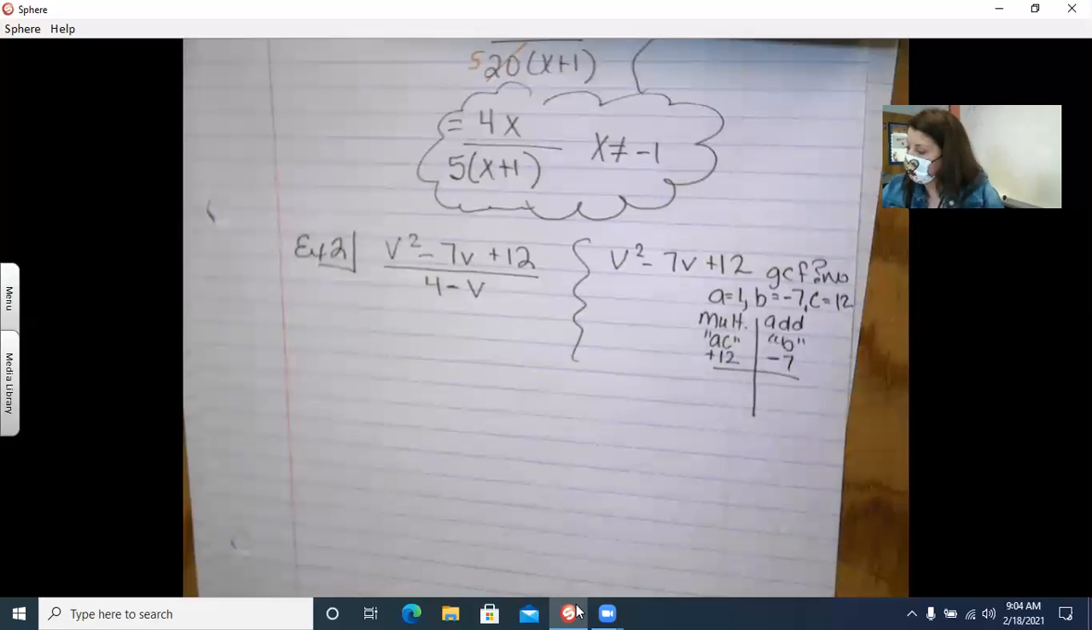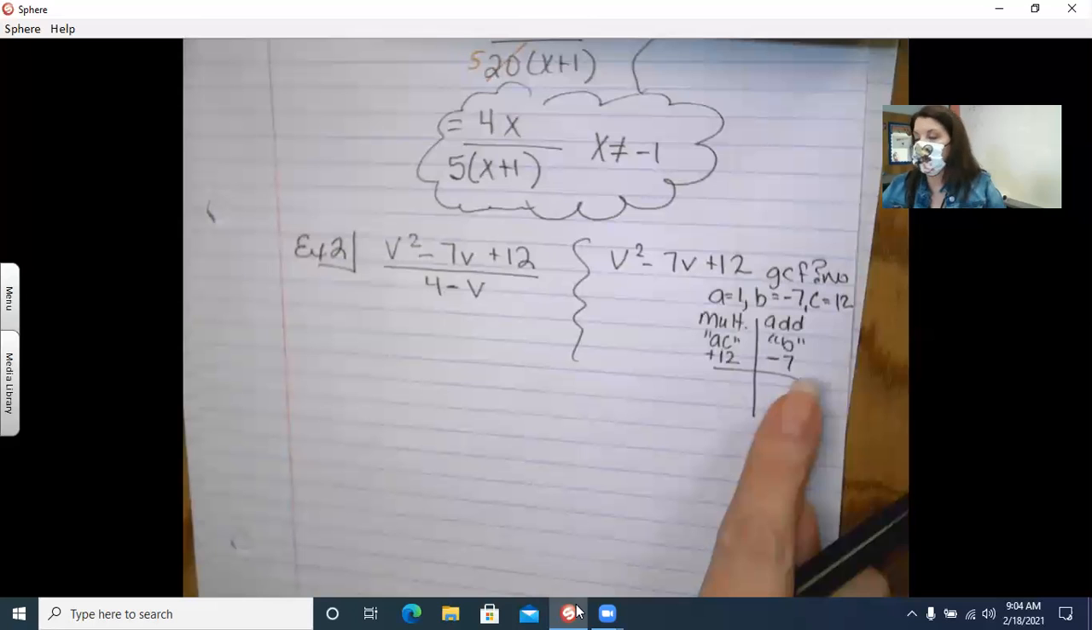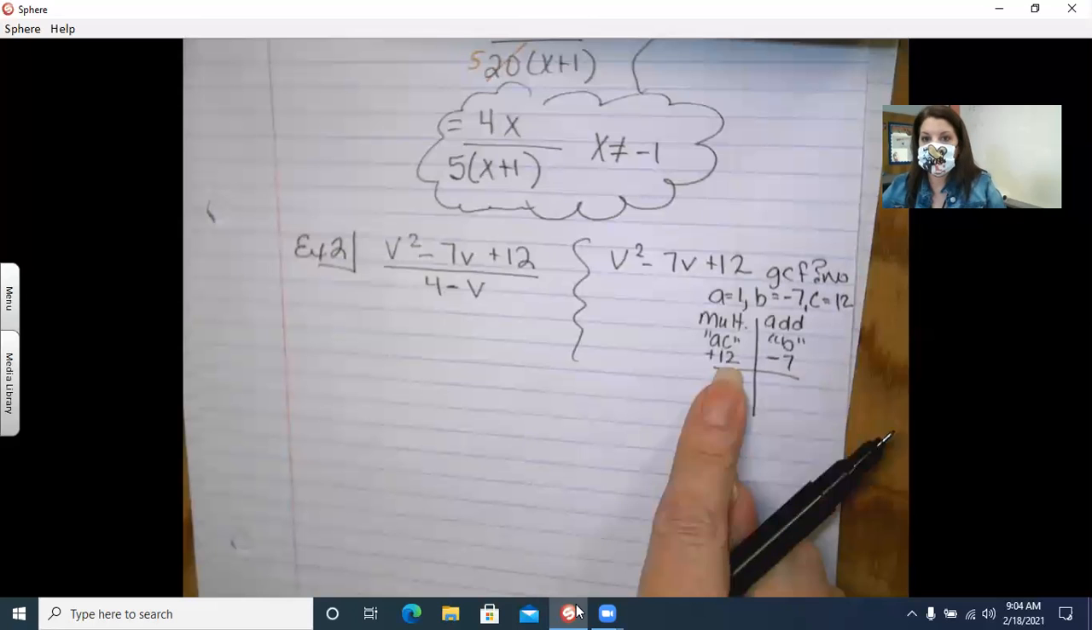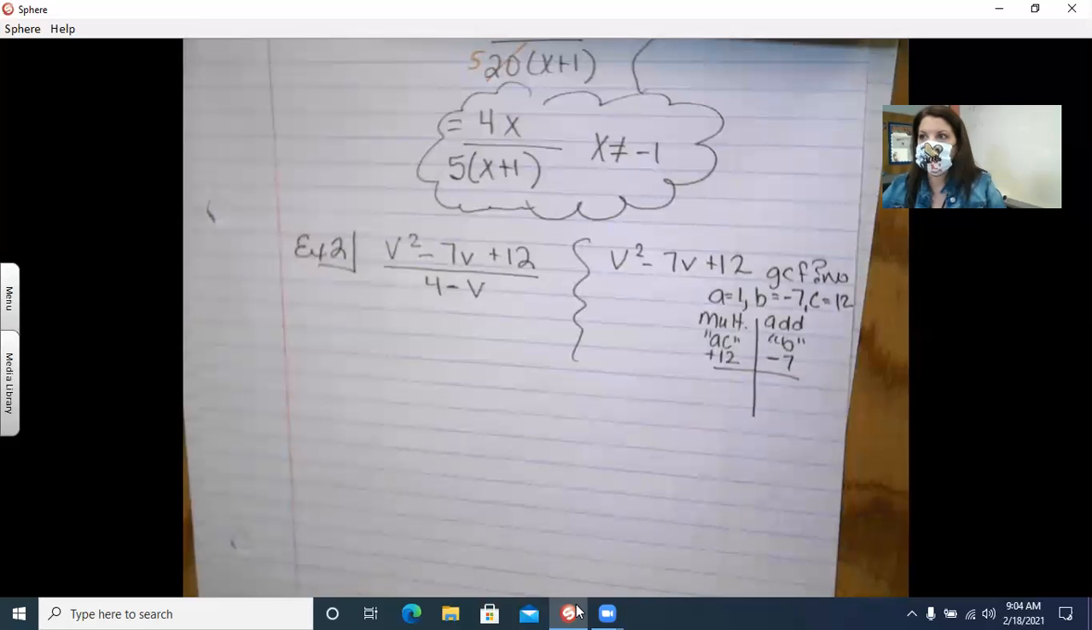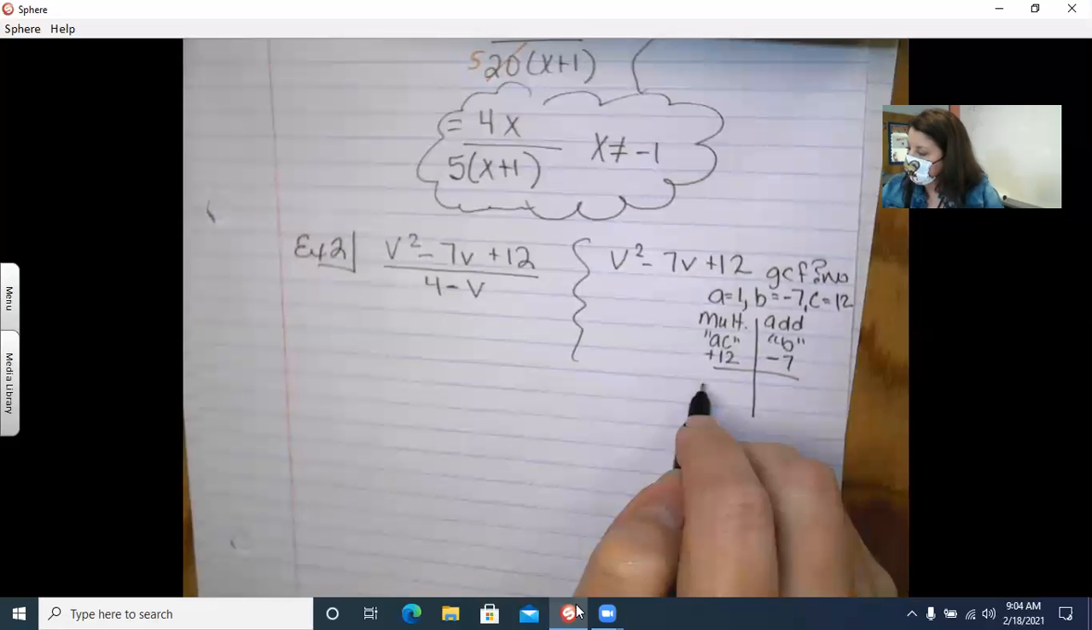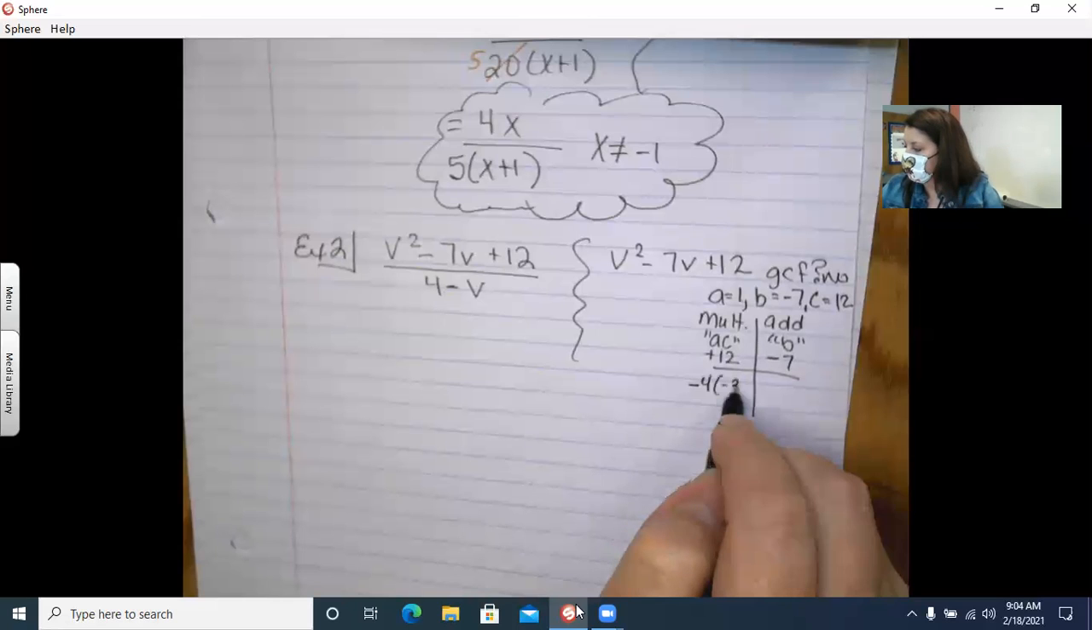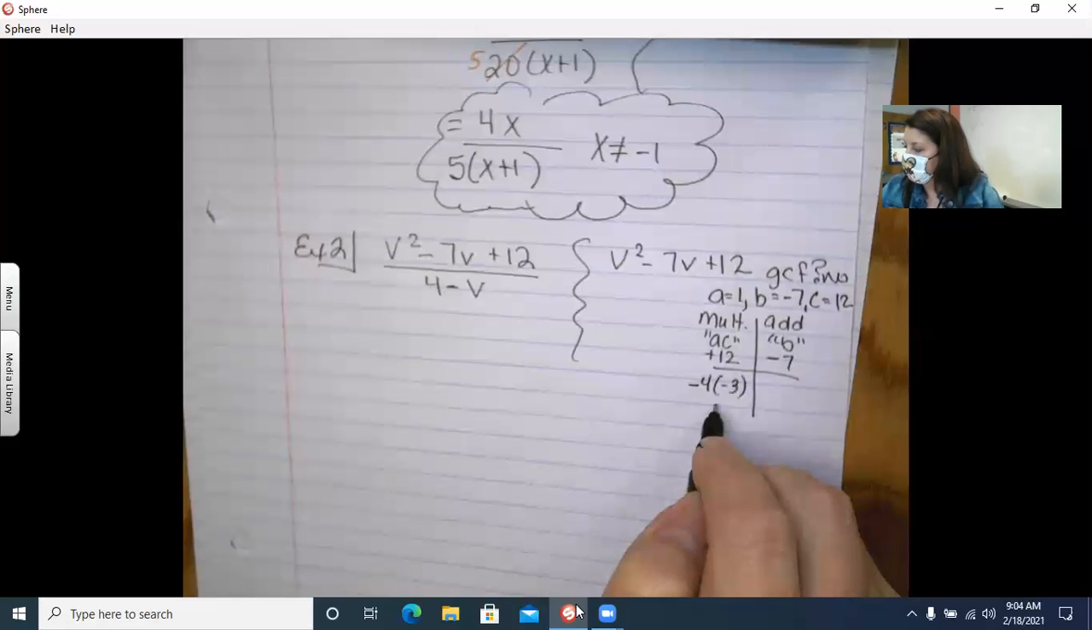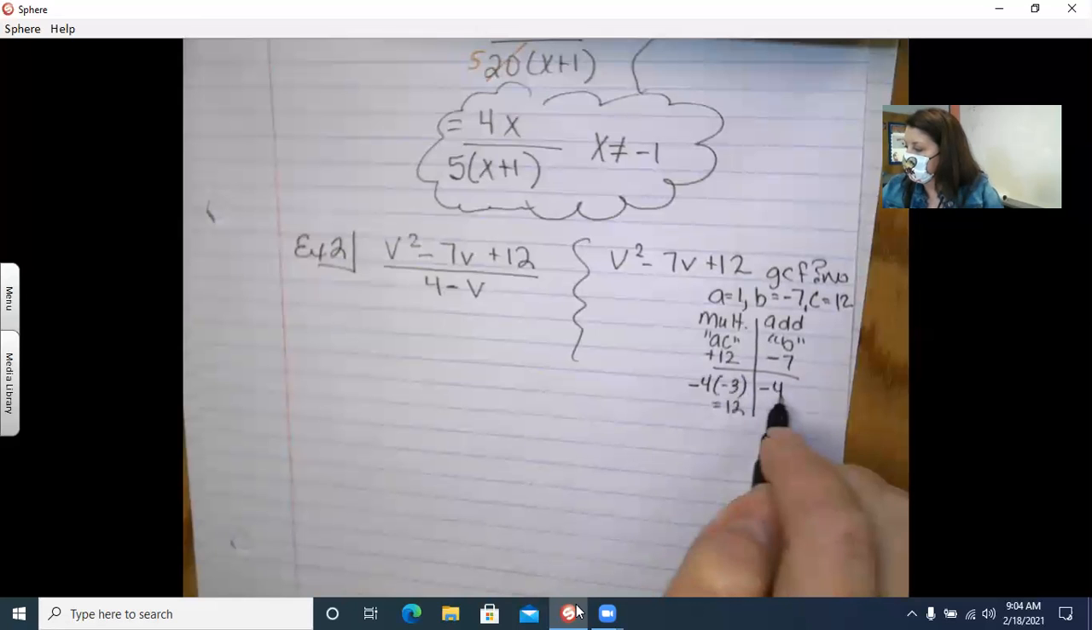All right, let's see. Negative 6 and negative 1. Will that multiply to give me positive 12? No. It'll give you negative 7 when you add it, but it won't give you 12 when you multiply. What else could you multiply together to get 12? All right, let's see. Negative 4 times negative 3 does equal positive 12. And negative 4 plus negative 3 does equal negative 7.